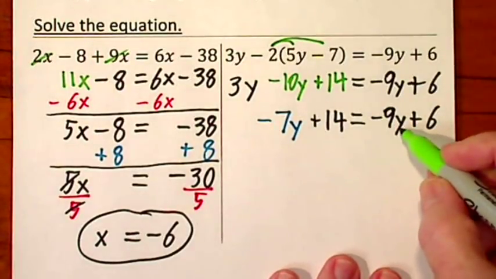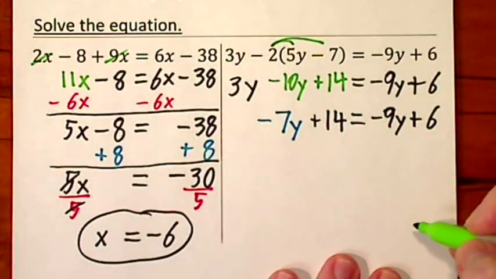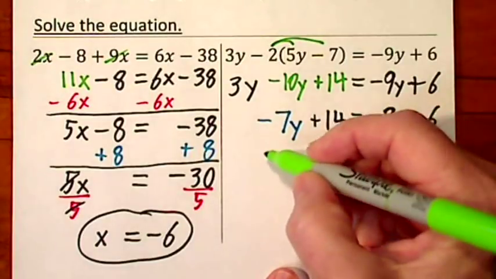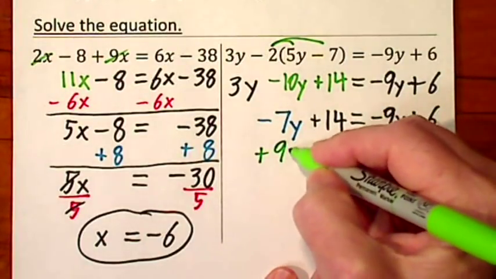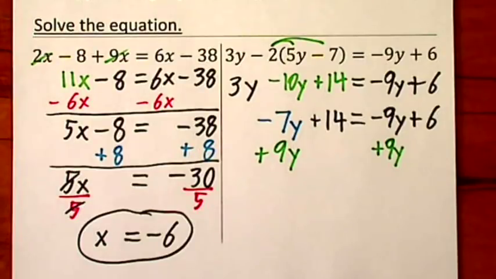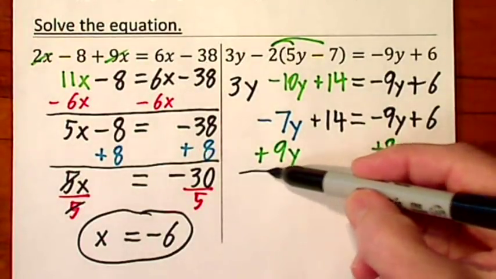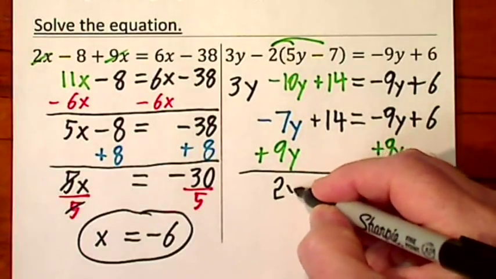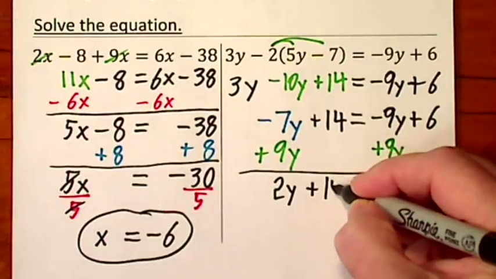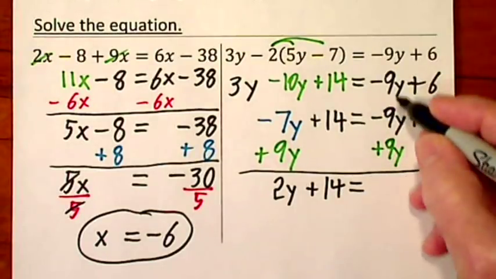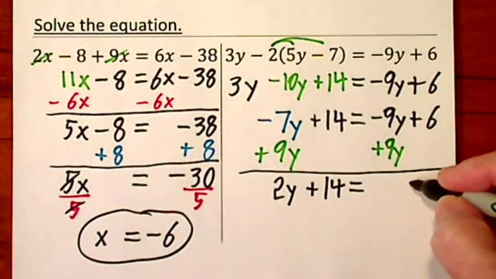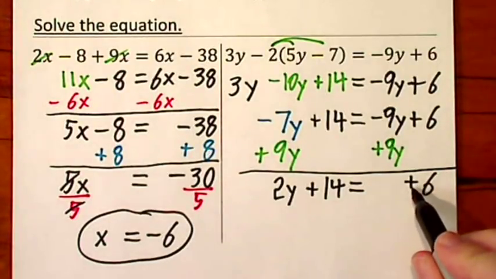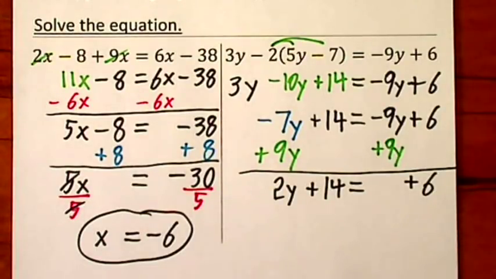To get rid of a negative 9y, this term is held by addition or subtraction. I'll combine it with a positive 9y. Put a positive 9y on the other side of the equal sign. We'll just draw a line and bring everything down. This yields a positive 2y. Bring down our 14. The equal sign. That's a 0. I don't have to bother to write it. Oops. I really don't need that positive sign, but I'll leave it there. I could have just brought down the 6.